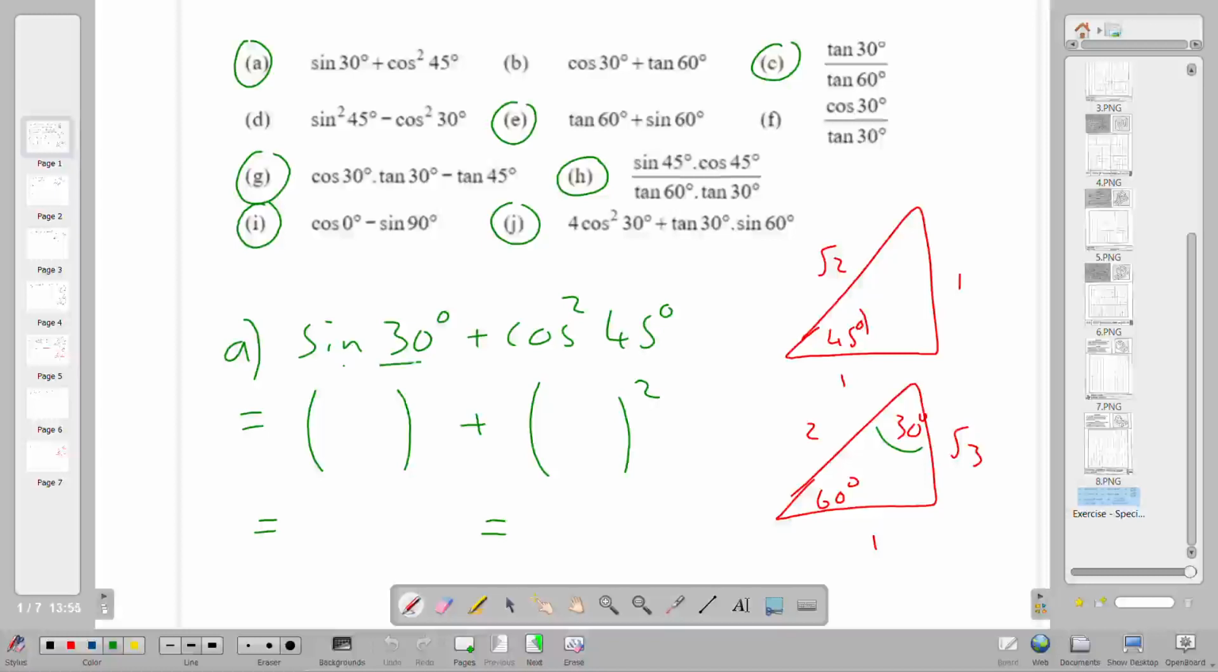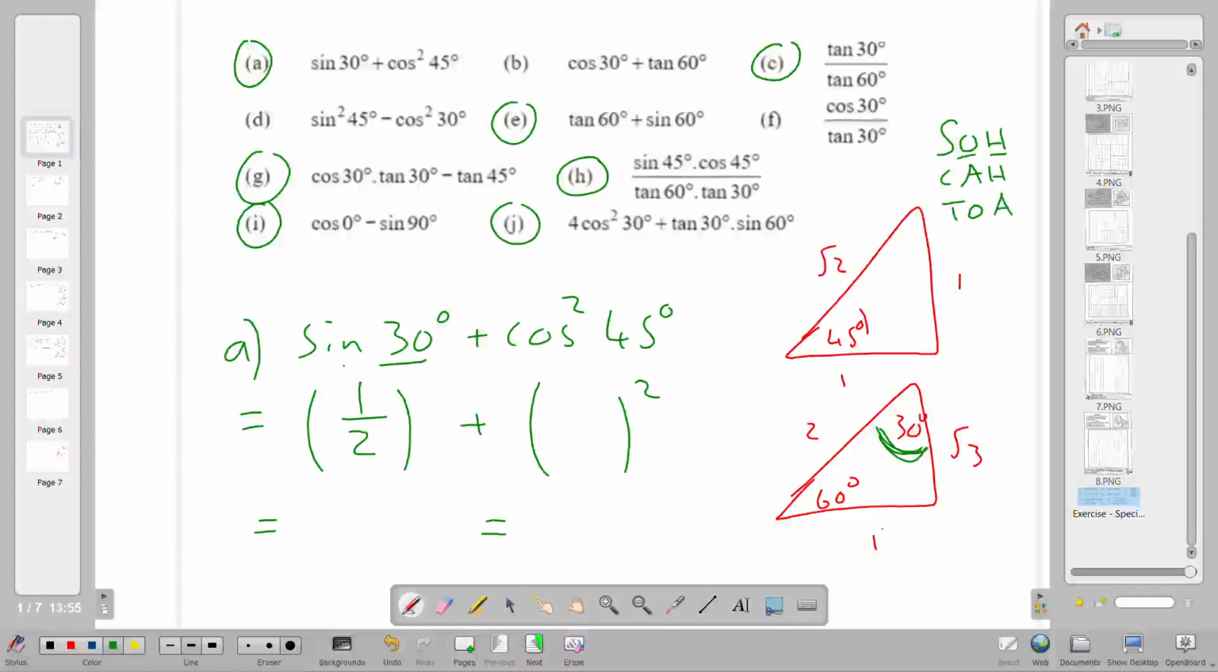So if we take a look at sine 30, here's my 30-degree angle on the right hand side. Sine is opposite over hypotenuse. Alright, so sine is opposite over hypotenuse. In this case, opposite is 1, hypotenuse is 2.